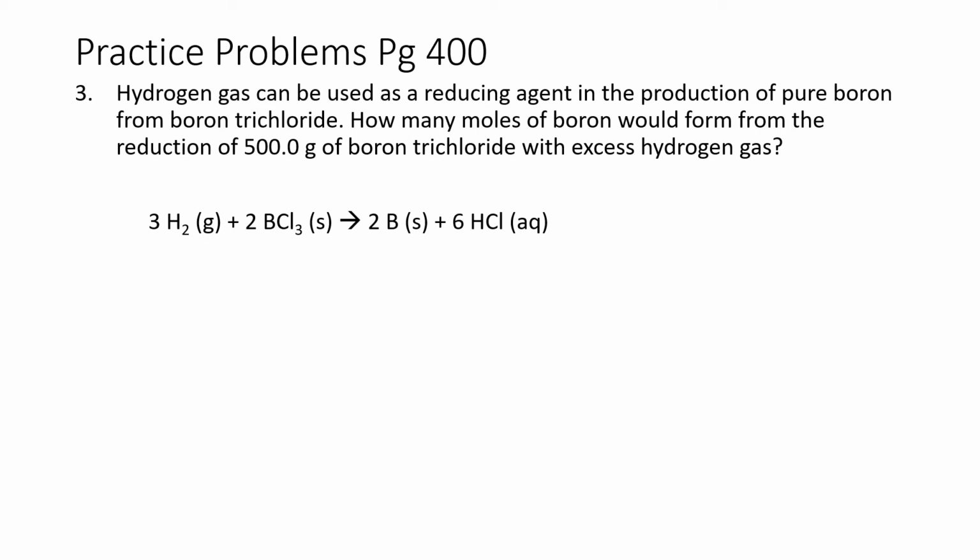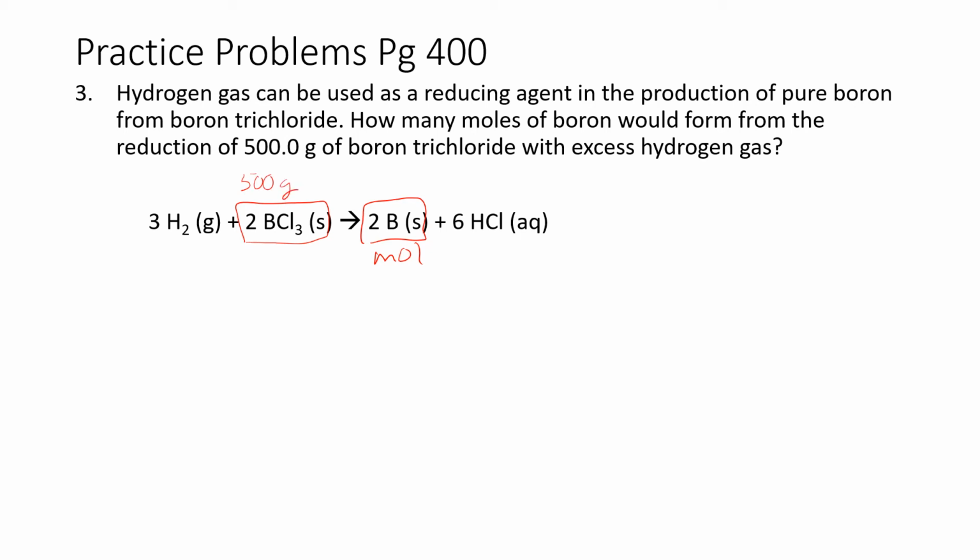So in our next one, we've got hydrogen gas can be used as a reducing agent in the production of pure boron from boron trichloride. So it's describing our reaction. How many moles of boron, so we are looking for moles of boron, would form from the reduction of 500 grams of boron trichloride with excess hydrogen.